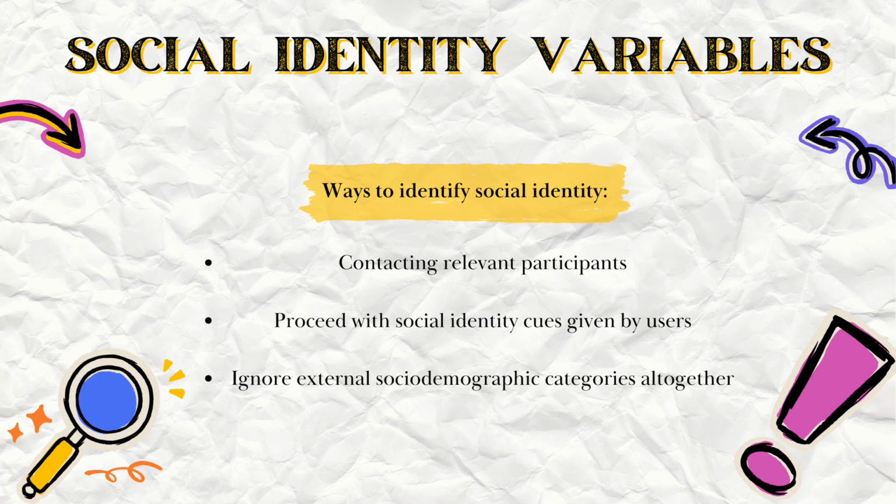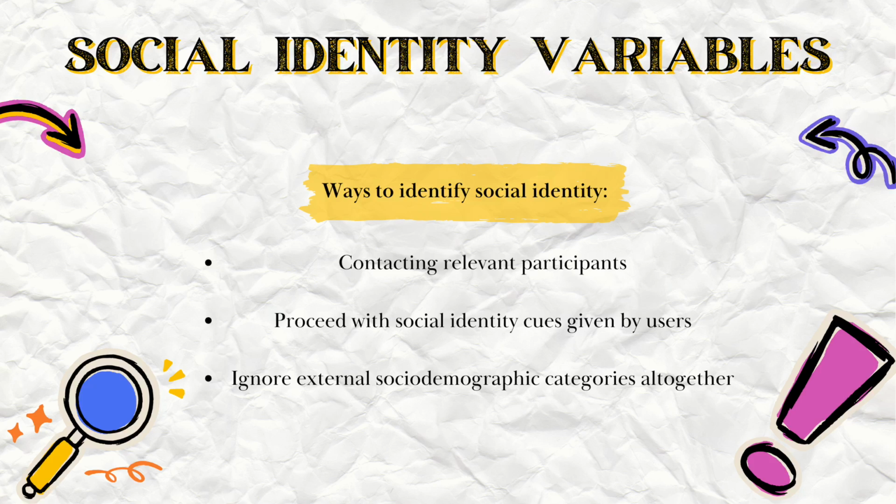Next is the social identity variables. CMC can make the identification of participants and researchers harder since it is often done anonymously. And in order to counter this, there are several ways to identify social identity. The first one is by contacting relevant users and collecting relevant socio-demographic information post-research.